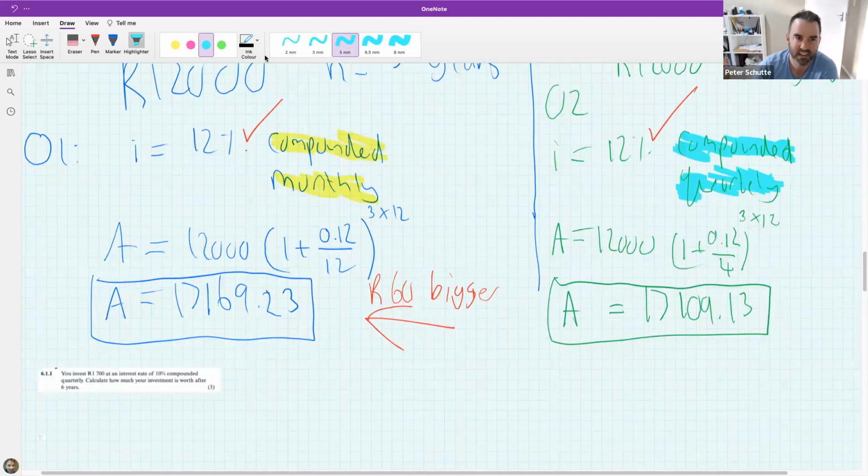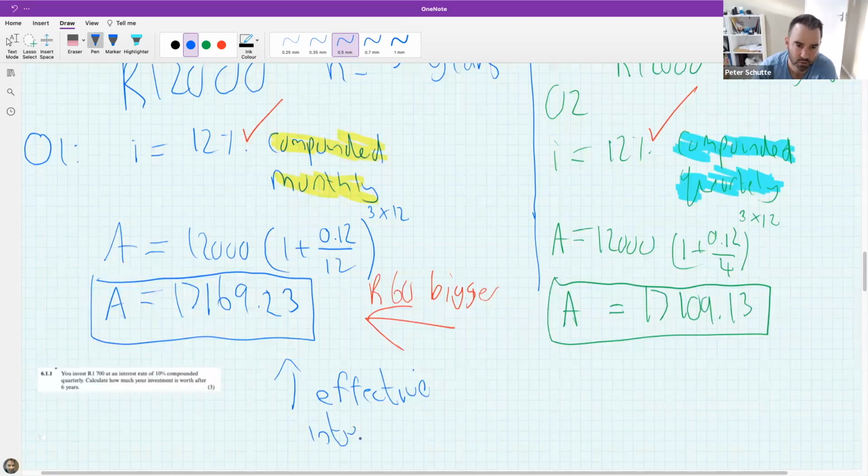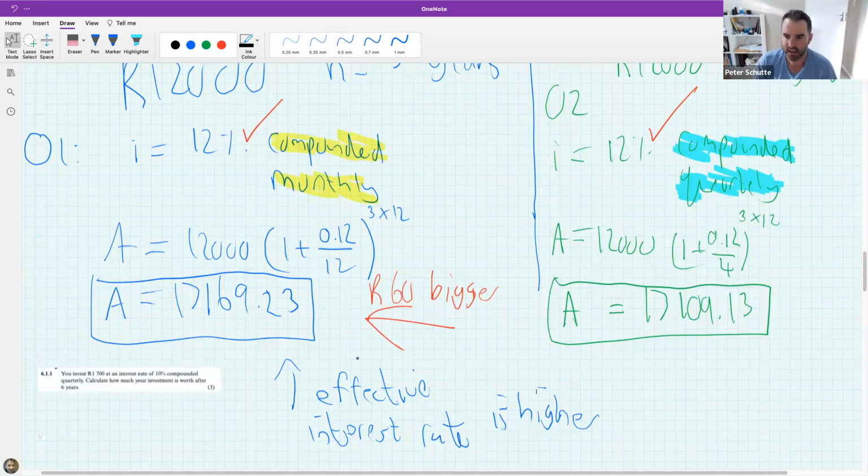And we would say that actually over here, the effective interest rate is higher. The effective interest rate is higher here because there are more compounding periods. So as you get more and more compounding periods, the effective interest rate will get higher. In the second part of the lesson today, I'm going to show you how to calculate the effective interest rate for different compounding periods.